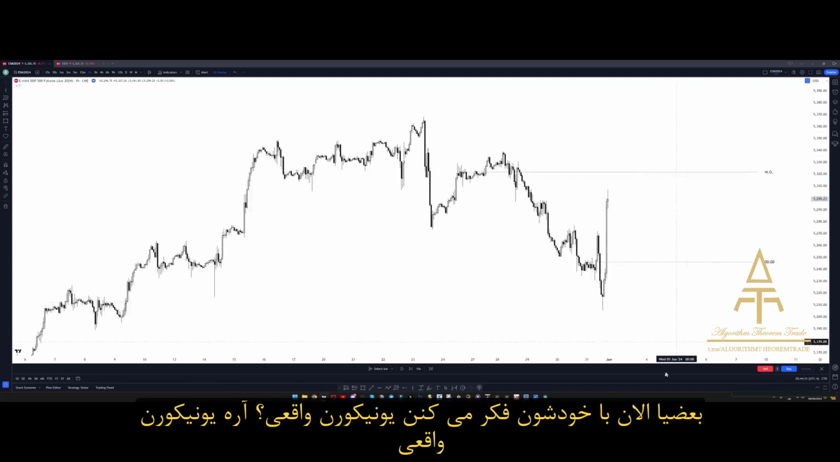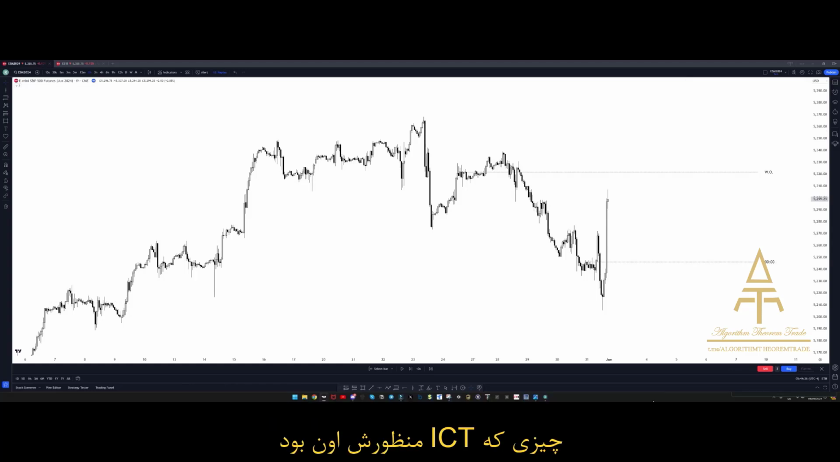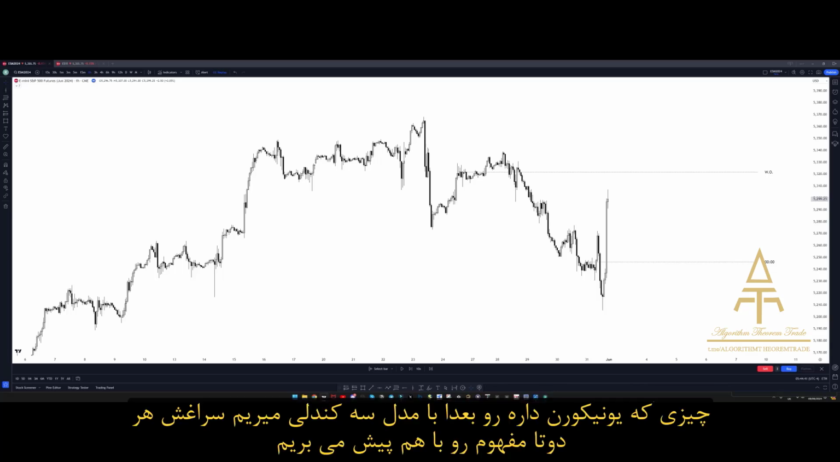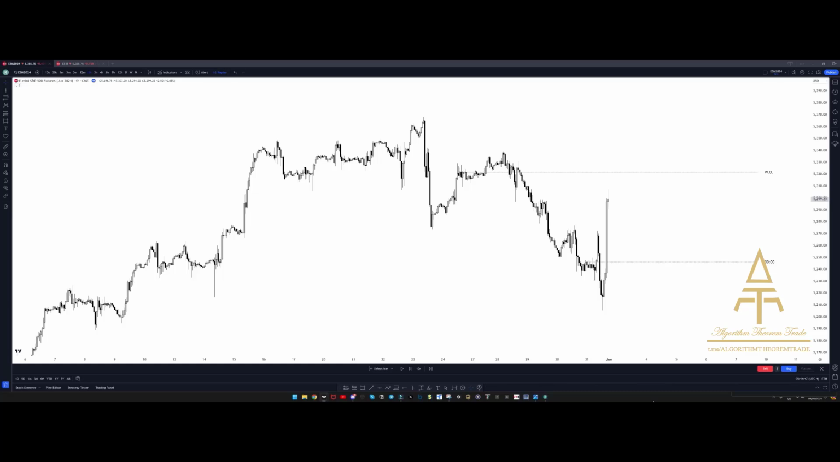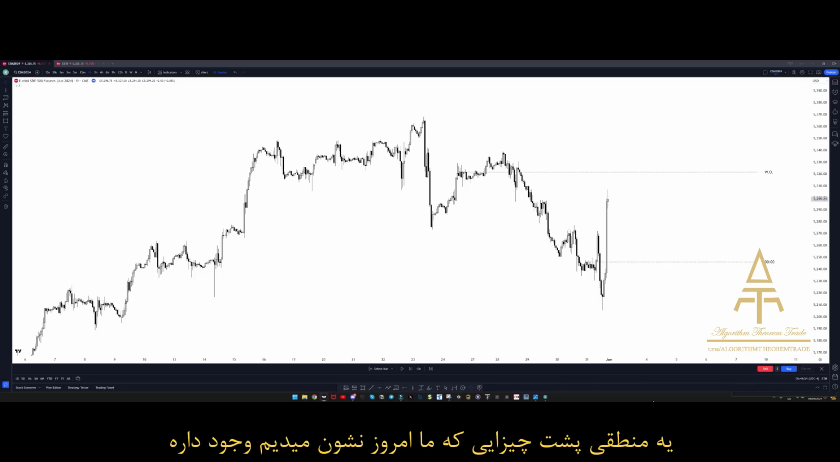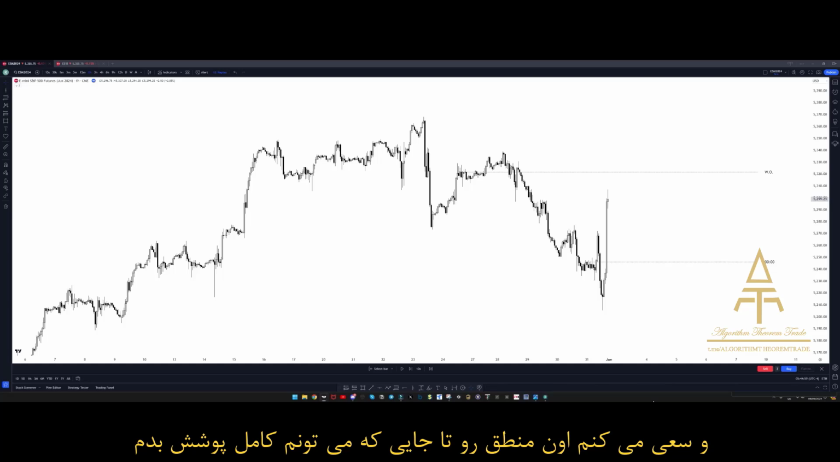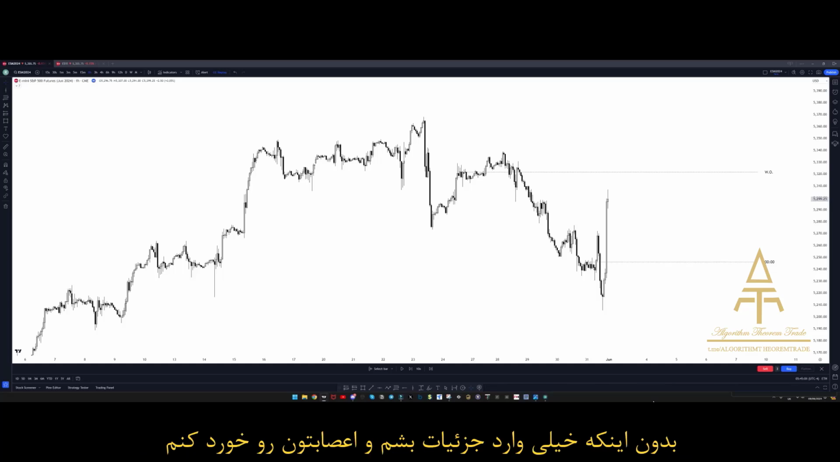Some people are going to be questioning the real unicorn, but yeah, the real unicorn, what ICT was actually pointing out. Now, the thing with the unicorn is the same as what we're going to go on to after with the 3 candle model. Both these principles, most people pattern trade them, and it's the worst mistake they can do. There's a logic behind everything that we're going to show today, and I'm going to try and cover the logic as best as I can without going into too much detail and going over people's heads.